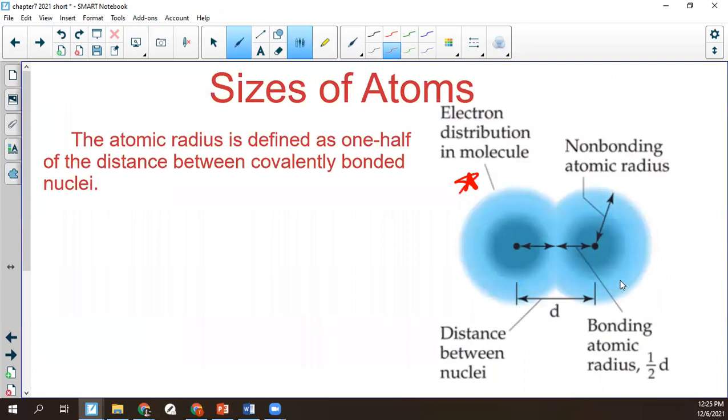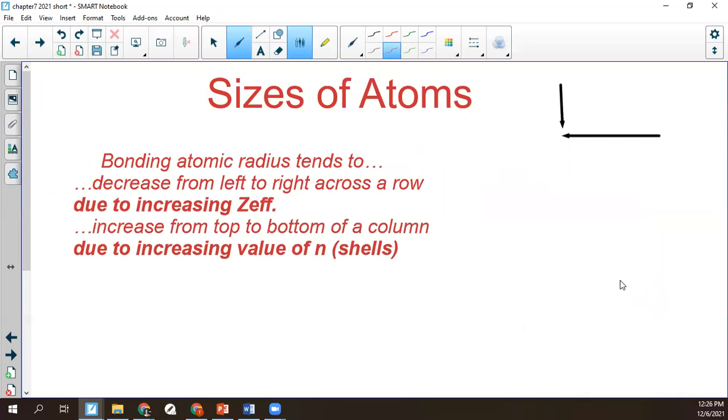All right. So the atomic radius is defined as 1/2 of the distance between covalently bonded nuclei. And that's a complicated way of saying it, but it's good enough. If you put two things together and they bonded and you measured between the nucleus, half of that would be the size of one of the atoms and the other half would be the size of the other. Fair enough?